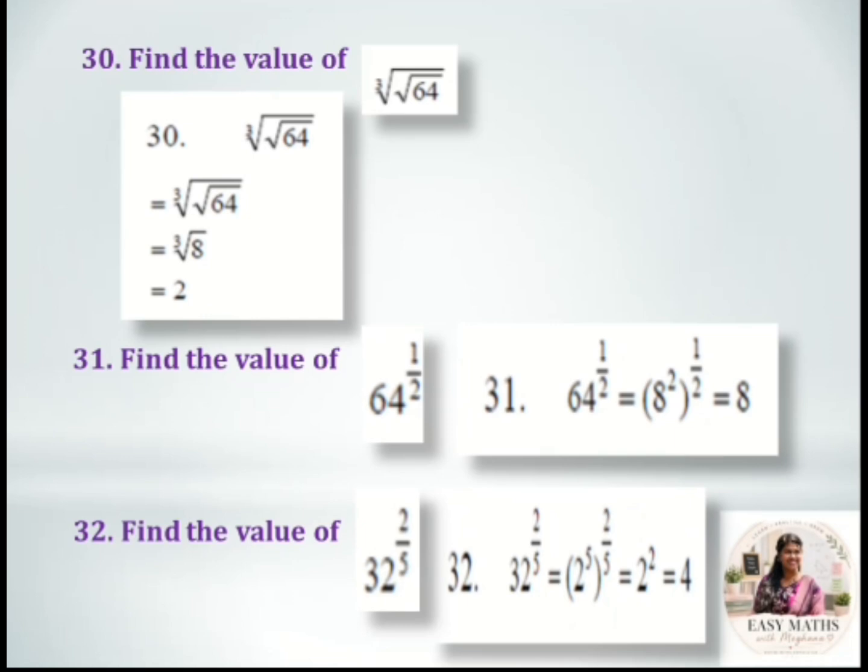Question number 31. Find the value of 64 to the power 1 by 2. Here, 64 can be written as 8 square to the power 1 by 2. So, the 2 and 2 get cancelled. You will get 8 as the answer. Find the value of 32 raised to 2 by 5. That is question number 32. 32 can be written as 2 raised to 5, raised to 2 by 5. So the 5 and 5 get cancelled. You will get 2 square, which is 4. So question numbers 31 and 32 are there in your textbook in the last exercise. The same questions are again asked in the LBA for 1 mark.